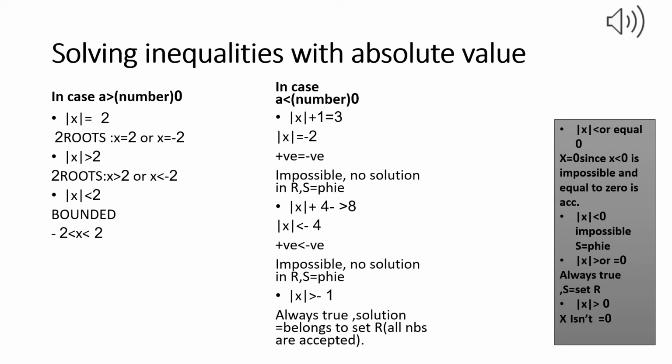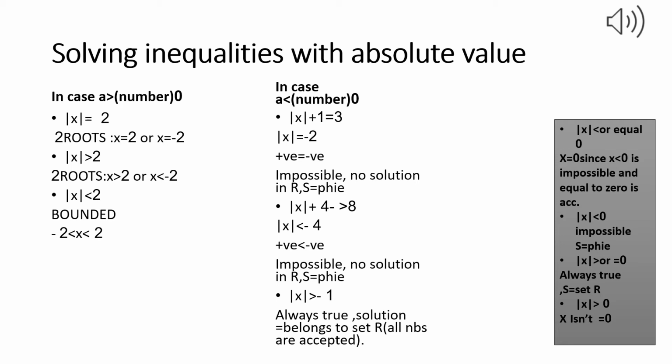In case a is less than 0, absolute x plus 3 equal to 1, so absolute x equal to minus 2. Absolute x is always positive, equal to minus 2 negative. Impossible, no solution in set R, so the solution set contains phi. 2. Absolute x plus 8 less than minus 4, so absolute x less than minus 4. Absolute x positive less than negative is impossible, no solution in R. So the solution set contains phi.